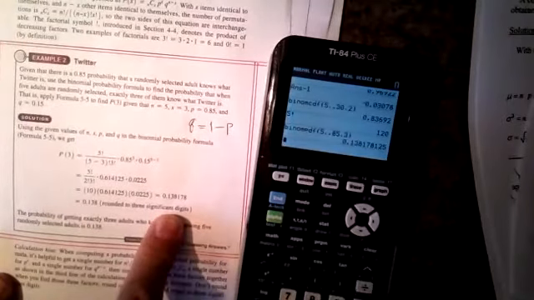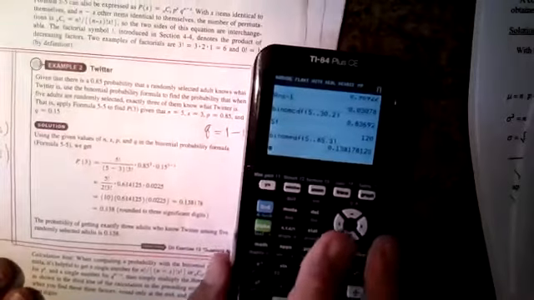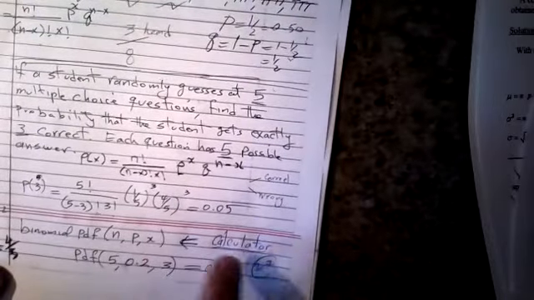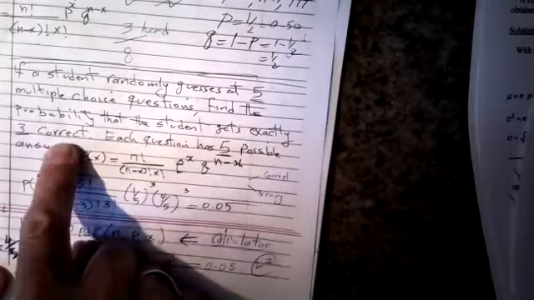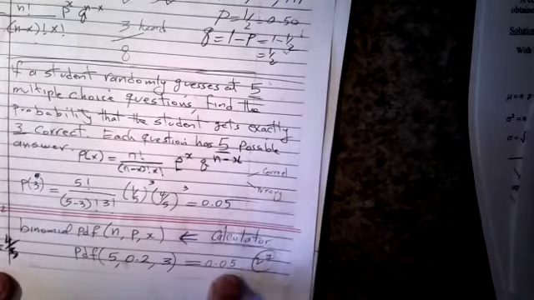So if you understand how to use a calculator, it makes your life really easy rather than going through a large formula and doing the calculation, especially when you're dealing with large numbers. And then I'll show you some examples here. Like here, a student randomly guesses on 5 multiple choice questions. So you have 5 choices, n is 5. Find the probability that the student gets exactly 3, 3 out of 5. I show you how to use the binomial formula and how to use the calculator to come up with answers.